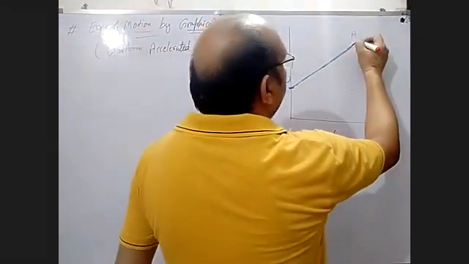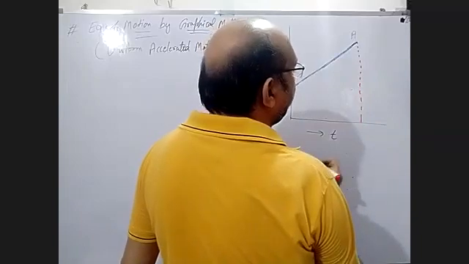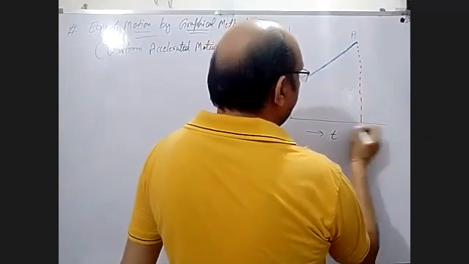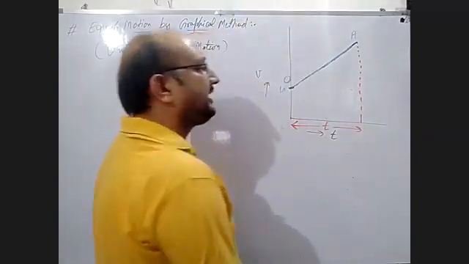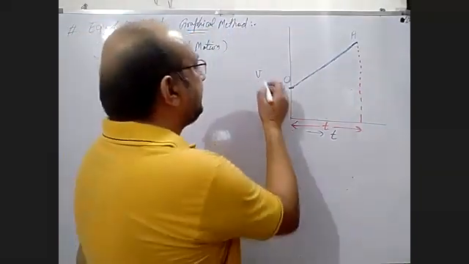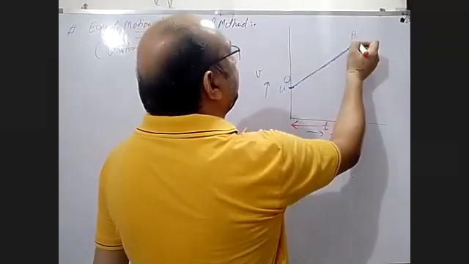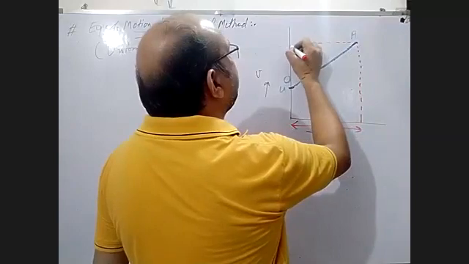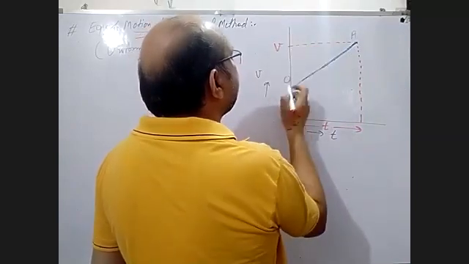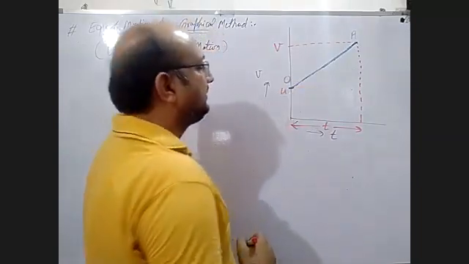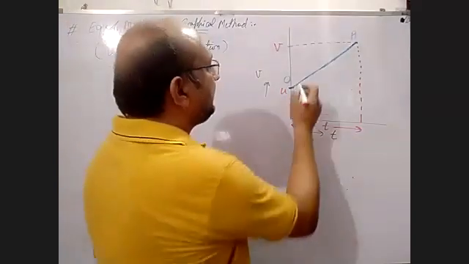If we take a perpendicular like this, suppose we take t. Now this is the velocity axis, this is the initial velocity, and this one is the final velocity. This one is the initial velocity. Now, what is this angle?